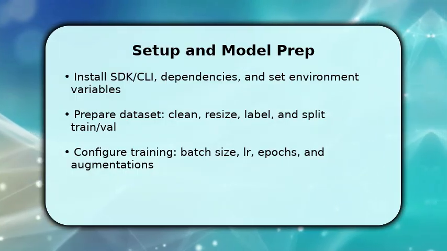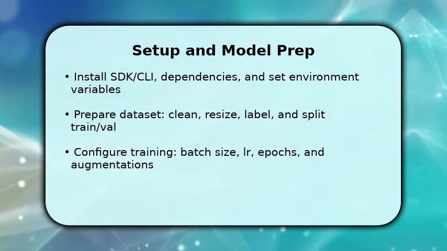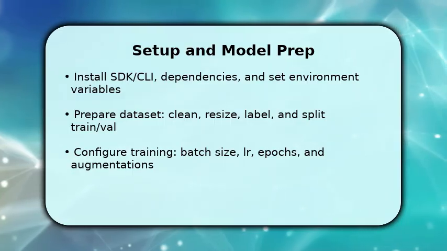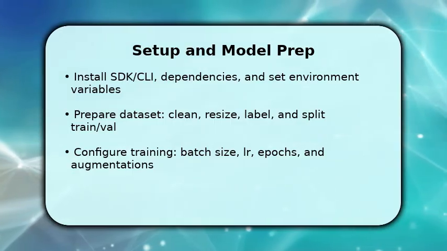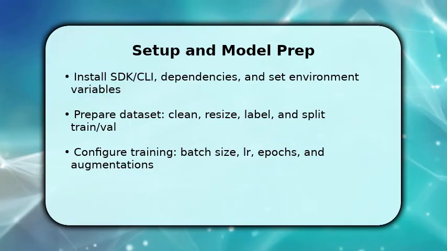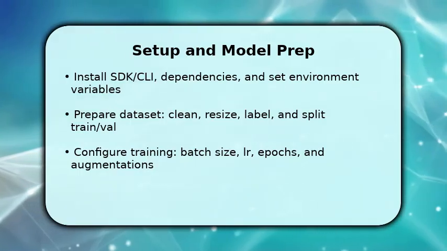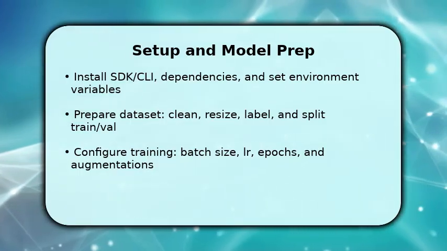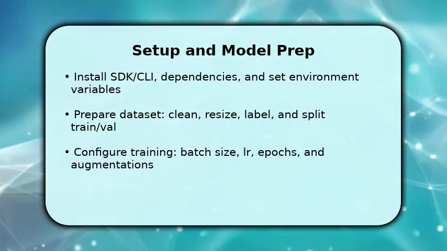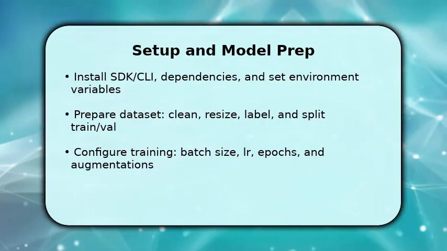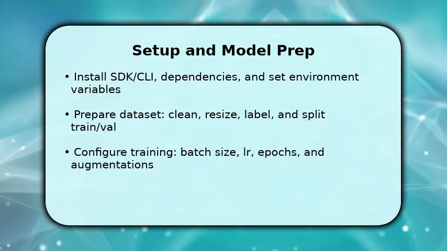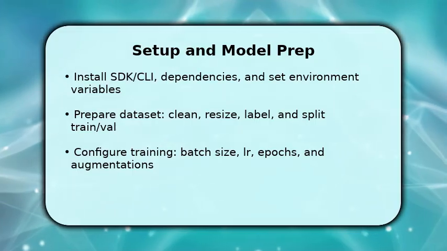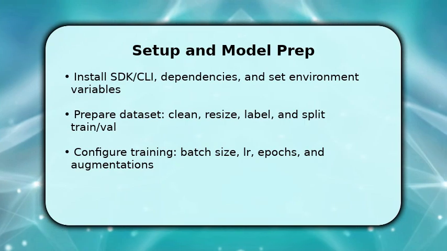Next, prepare your dataset. Clean duplicates, resize to model input size, and label or tag images consistently. Split into training and validation sets to prevent overfitting. Then configure training hyperparameters, batch size, learning rate, epochs, and add augmentations like flips or color jitter to improve robustness. Once configured, run a short validation run to confirm stability before full training.